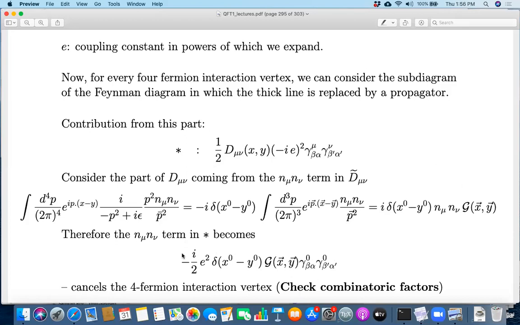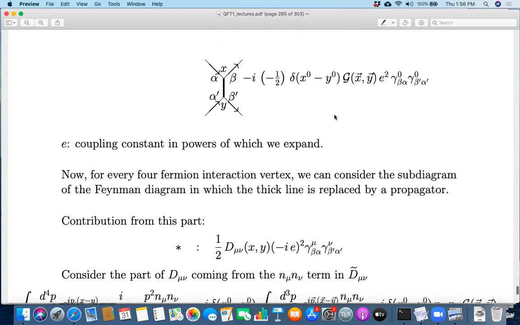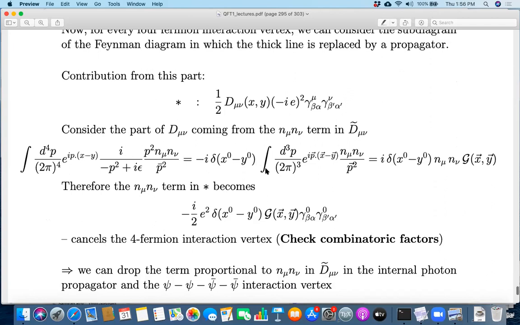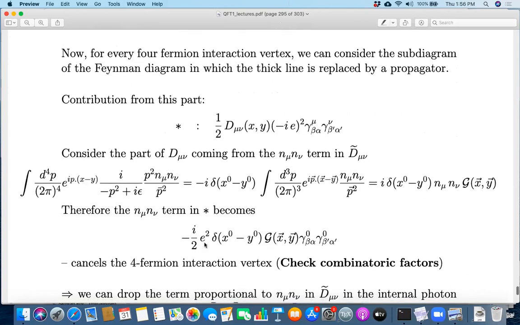Now you see that this term over here exactly cancels the 4 fermion vertex, which is here. This was I by 2 times delta x naught minus y naught times gxy. This is minus I by 2. So there is exact cancellation between these 2. Are there questions?